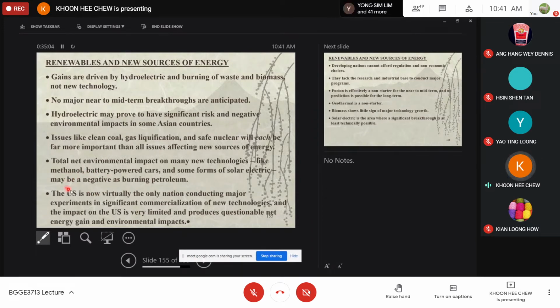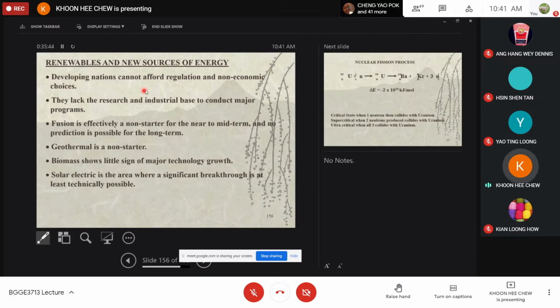Okay, the US is now virtually the only nation conducting major experiments in significant commercialization of new technologies. And the impact on the US is very limited and produces questionable net energy gain and environmental impact. So the only country that is very serious and working very hard to find a new energy source is the US. Yeah, because their country, their lifestyle, everything is very much dependent on energy. Yeah, so they need a lot of energy. So that's why they are working very hard to discover a new energy.